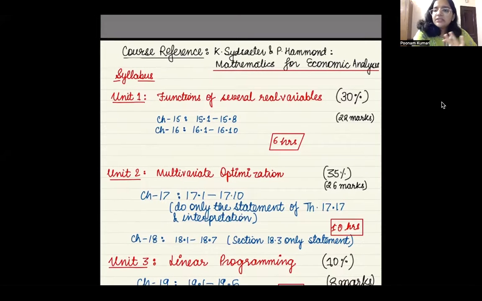So the reference book for this course is going to be Sydsaeter and Hammond, Mathematics for Economic Analysis. अगर आपके पास ये book है, well and good. If not, I'll share this book with you guys after the class. This is a great book. You can refer to it to understand any single concept that you don't understand. Let's say अभी हम लोग functions of several variables discuss करने वाले हैं. Function of one variable में अगर आपको कोई चीज नहीं समझ में आ रही है, you can go back to that book.